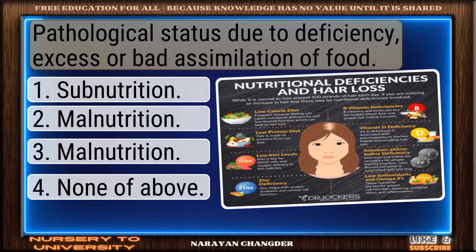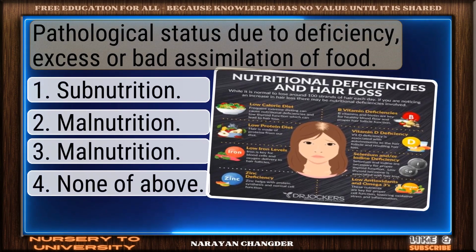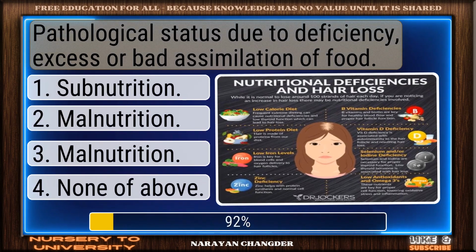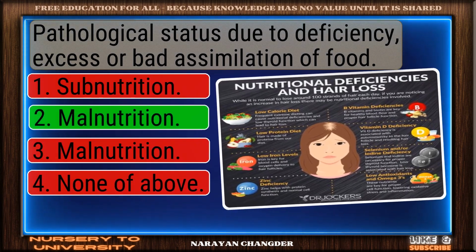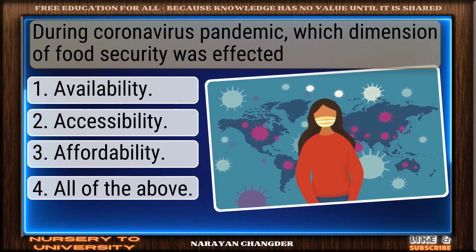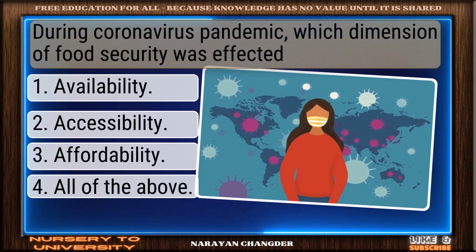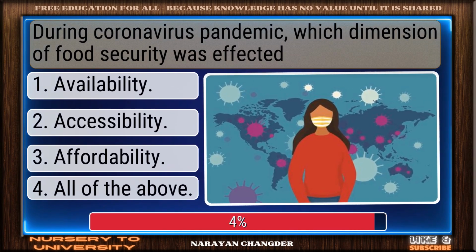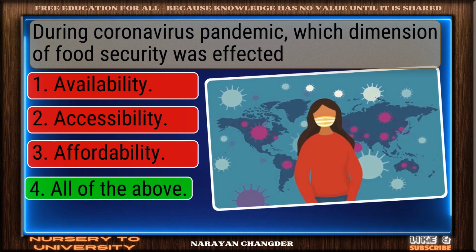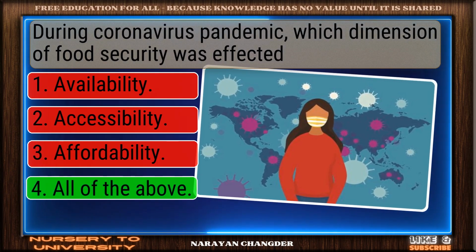Pathological status due to deficiency, excess or bad assimilation of food. Solid response. Malnutrition is a valid choice. During coronavirus pandemic, which dimension of food security was affected? You're right. All of the above is the correct answer.